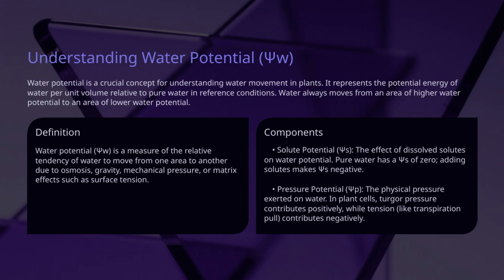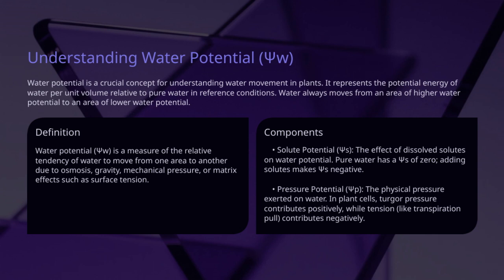Next is solute potential, or psi S. This reflects how dissolved solutes affect water potential. Pure water has a psi S of 0, meaning no solutes are present. When you add solutes, the psi S becomes negative, which reduces the overall water potential and influences water movement.